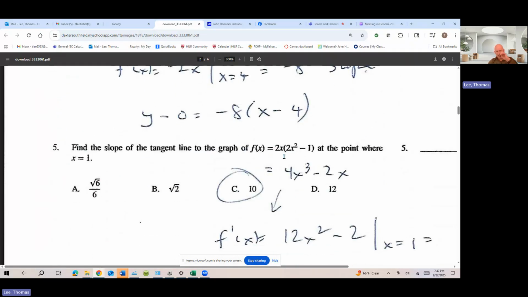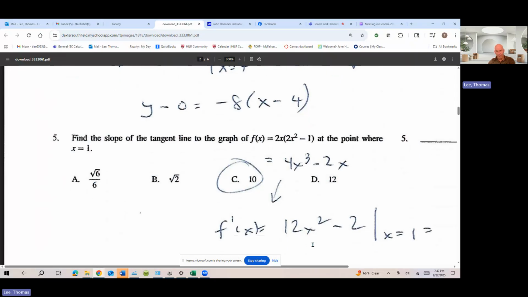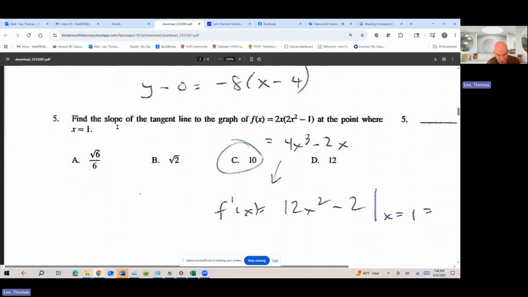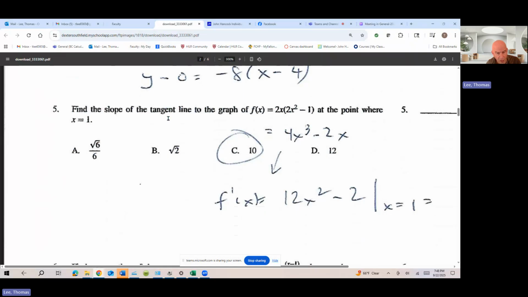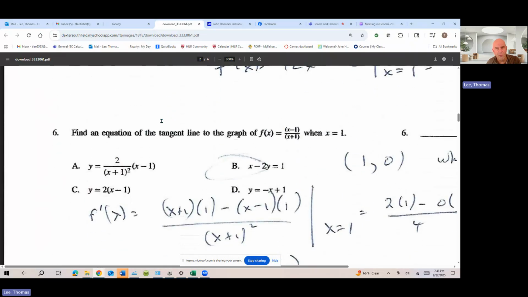This one, you could do the product rule, but why bother? Why not just multiply this out? Get 4x cubed minus 2x. And the derivative of that is 12x squared minus 2. At 1, the slope equals 10. Now, notice this is just asking for the slope of the tangent line, not the tangent line itself.